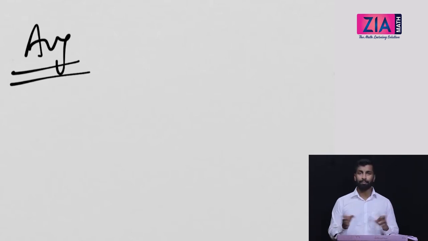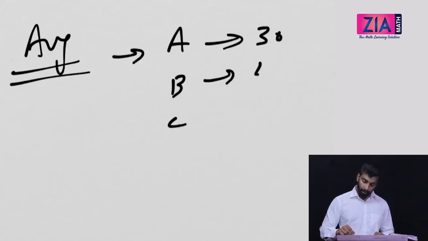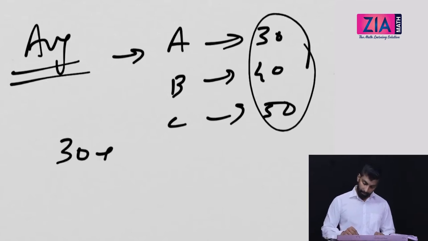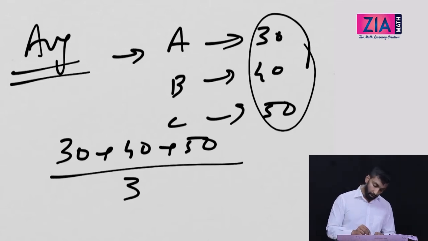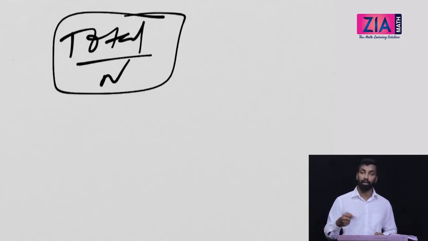Okay, so in arithmetic progression I have discussed simple average, right? So here, what is average? If you have three students, let's say A, B, C, with marks 30, 40 and 50, what is the average? What you will do is 30 plus 40 plus 50, find the total, divide by 3. So total divided by 3 is your average. If you want to generalize, total divided by n. Okay, so total marks or total weight or total age divided by the number of people involved.